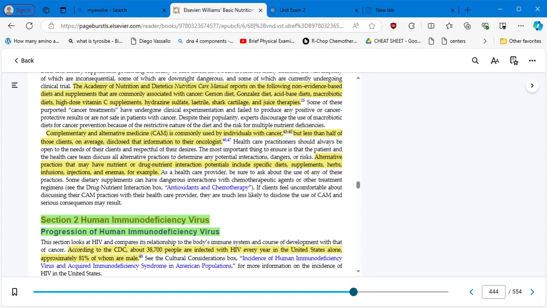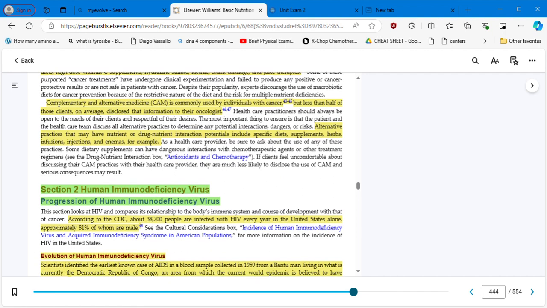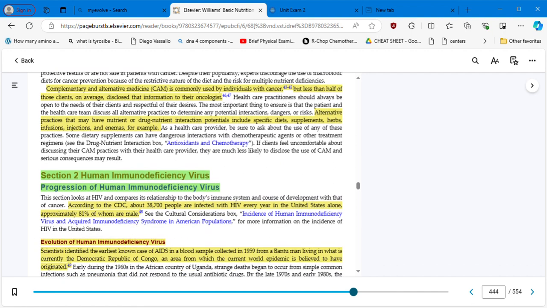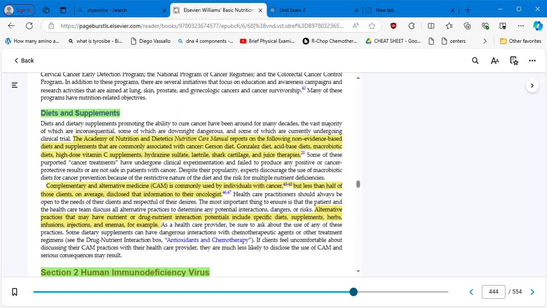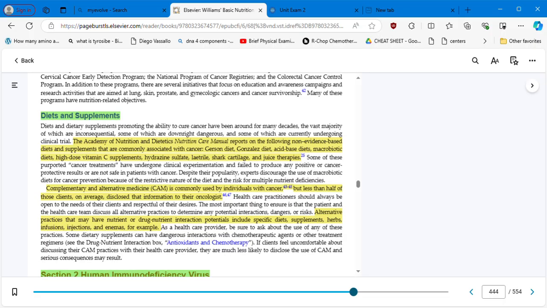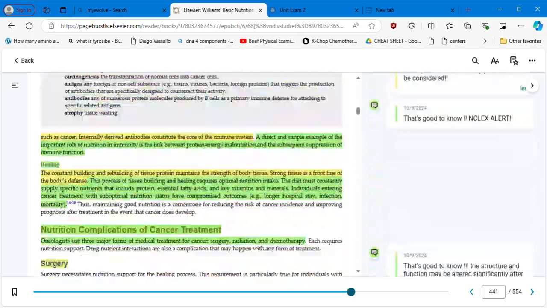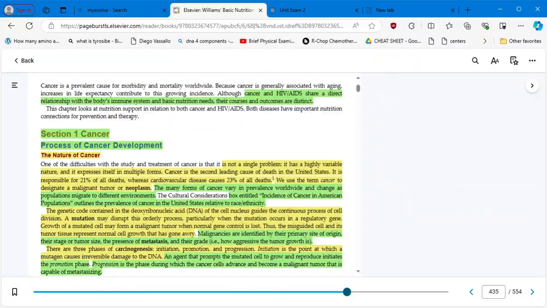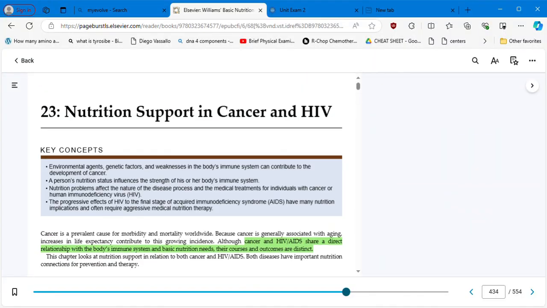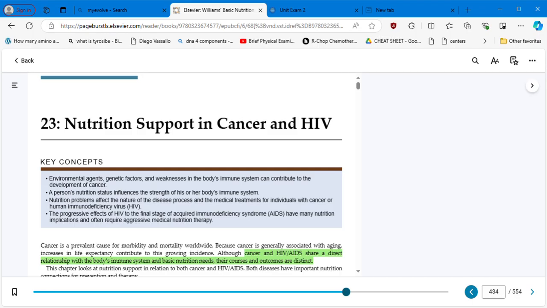Alternative practices that may have nutrient or drug-nutrient interaction potentially include specific diets, supplements, herb infusions, enemas, for example. And we finished the review of the nutrition for cancer, right? Nutrition support in cancer. And when we come back, we are going to start the nutrition support for patients with HIV. Thank you.